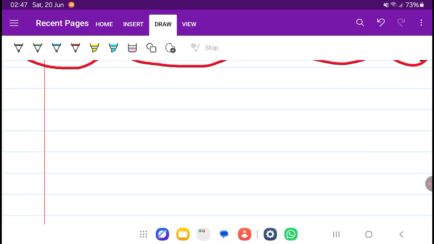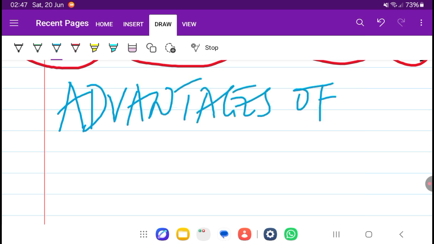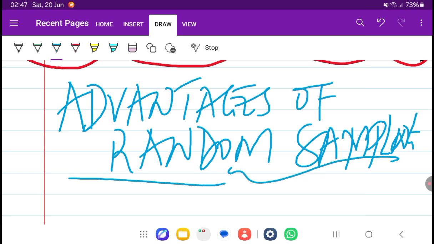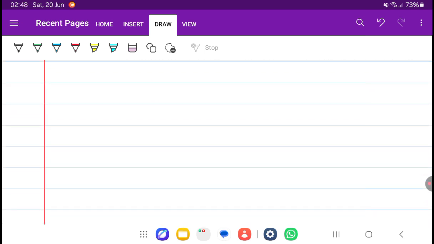So let's look at maybe the advantages. The advantages of probabilistic, of random sampling. We said random sampling is the same as probability sampling. So we are going to mix for all the different types.